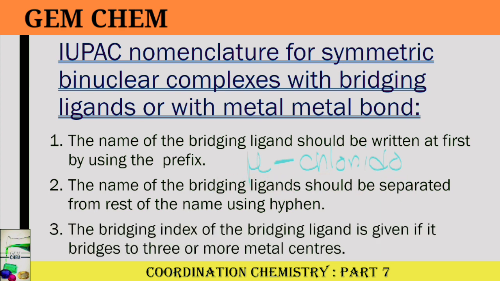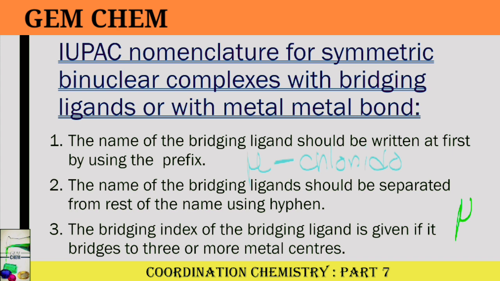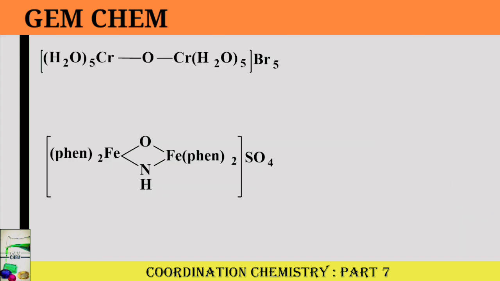And the third important rule is that the bridging index of the bridging ligand is given if it bridges to 3 or more metal centers. That is, if you are saying that it is bridging with 3 metal centers, you have to write it as mu 3. So this is important. Now we are going to shift and try to do these examples.